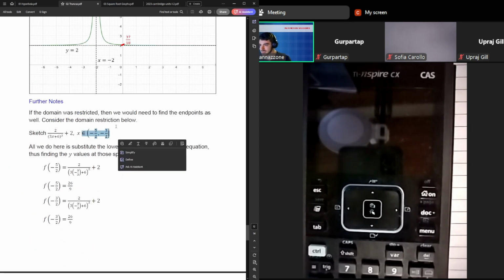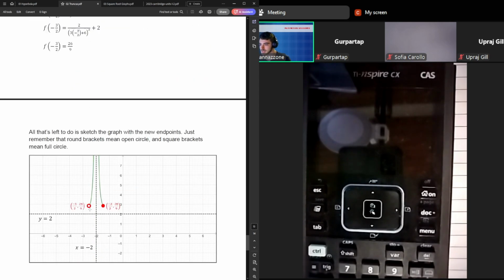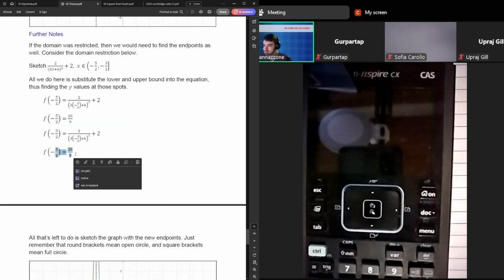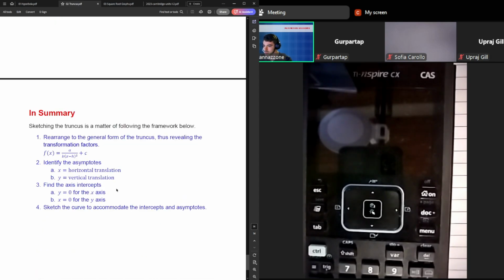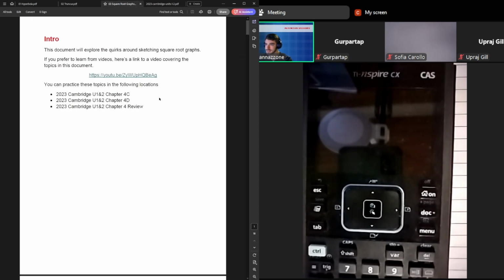Once again, a domain thing. We've discussed this before. Nothing's actually different. Rounded brackets is going to mean an open circle, and square bracket is going to mean a dark circle. Still just subbing in points, grabbing the y values, and so on. Anything to clarify there? Hop off mute or give me a question in the chat. If not, we can move on to square root graphs, which will be a little bit different.